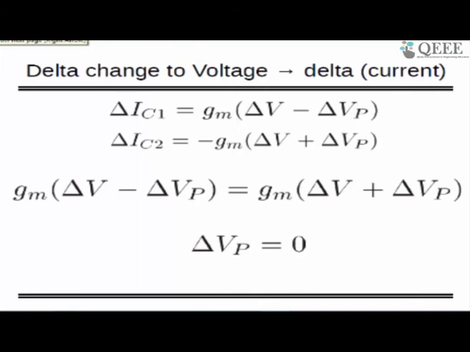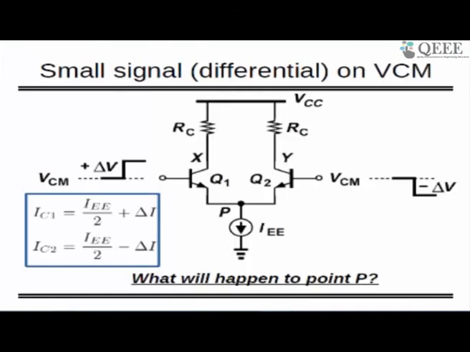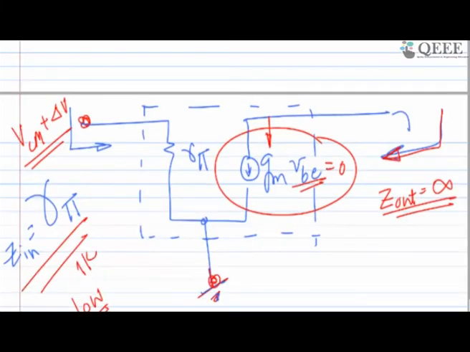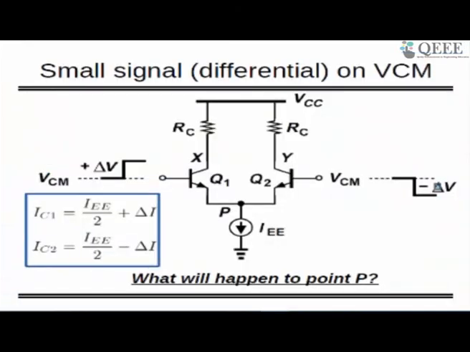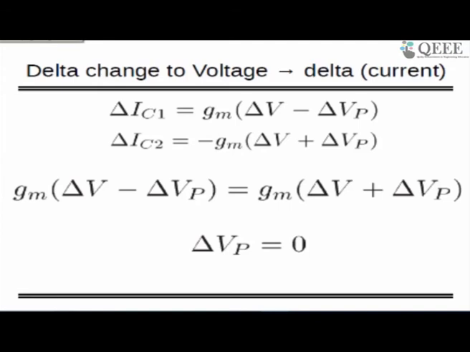Similarly, for delta IC2, it's GM times VBE, where the base is connected to minus delta V and VP is connected to delta VP, and the effective current will be equal to GM times minus delta V minus delta VP. So you can take the minus outside and you have effectively minus GM times delta V plus delta VP. If you equate both the currents, you will see that delta VP is equal to 0.